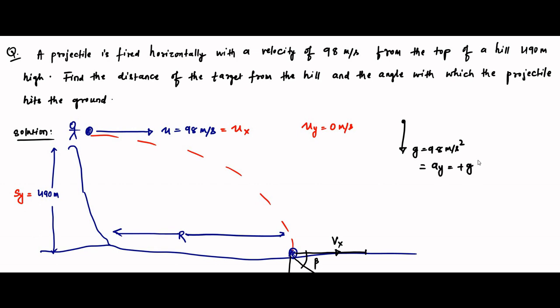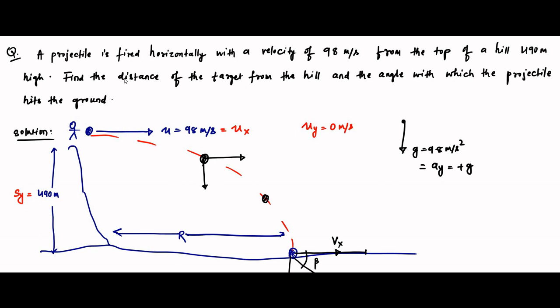Again, the whole motion of the projectile can be divided into two parts. First the horizontal part and then the vertical part. Now the acceleration due to gravity is acting in the downward direction, and for the vertical part of the projectile motion, it is downwards. So gravity is supporting the downward motion of the projectile. So that's why it is plus g. Now first we have to determine the distance of the target from the hill.